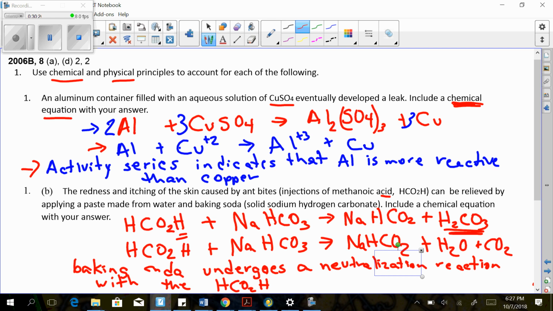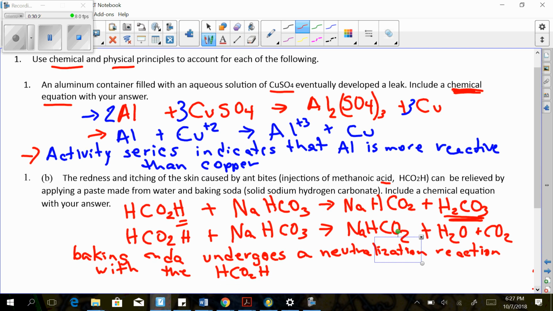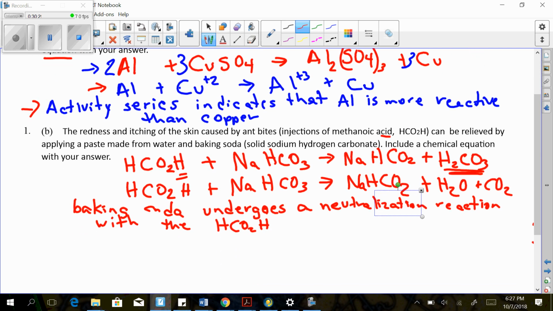So when that happens, the redness subsides and the ant bite pain is relieved. And so part B is also worth 2 points, 1 point for this equation and 1 point for saying it undergoes a neutralization reaction. You have an acid-base neutralization there.